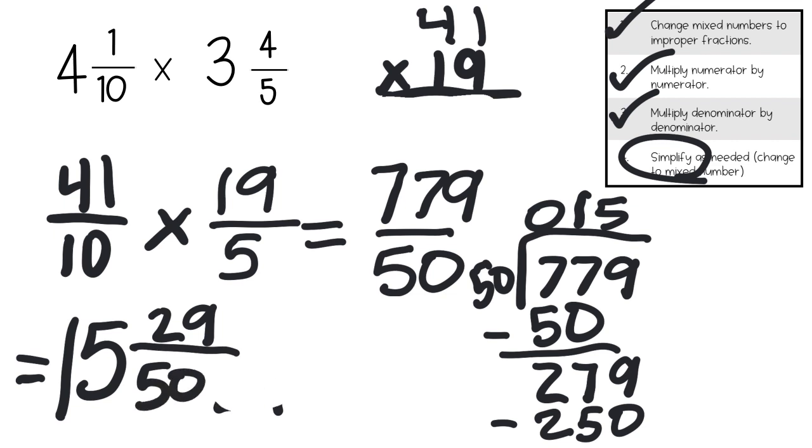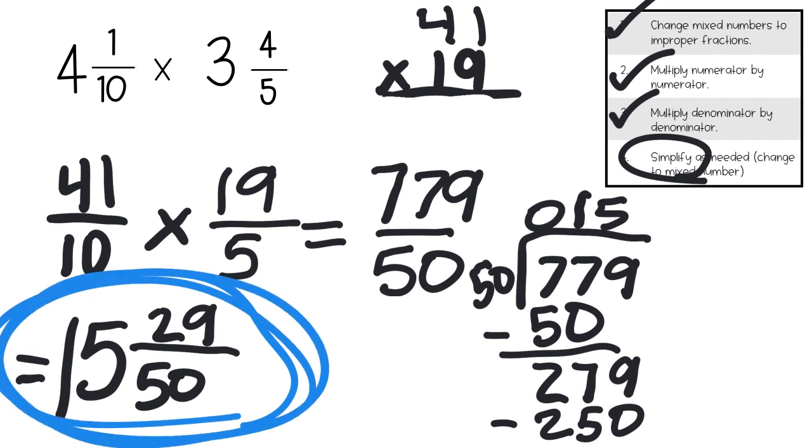Now, here's when that part comes in. We're talking about, okay, can it be simplified even more? Because sometimes these can be simplified even more. So let's think. What are my factors of 29? Actually, 29 is a prime number. The only factors are 1 and 29. And 29 does not go evenly into 50, so this is our final answer.